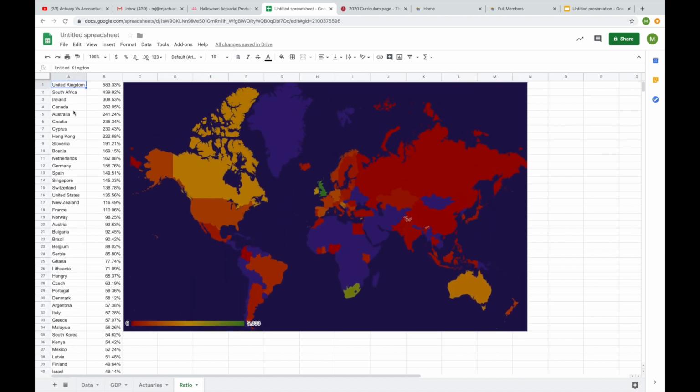And I think that's why there is this discrepancy, and why there's so many actuaries in the UK relative to their GDP. Which is interesting, because it means if it wasn't for that distortion, then South Africa would have been the country with the most actuaries relative to its GDP, which, I don't know what type of conclusions you can draw from that.